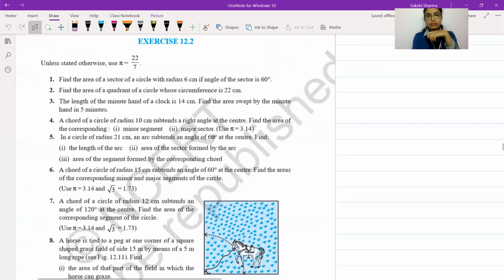From this exercise, the central angle 120 degree problems have been deleted. There is just one question which I could find and one example. Question number 9 of the exercise is deleted. उसमें central angle 120 degrees है. उसके अलावा सारे sums आपको करने हैं.